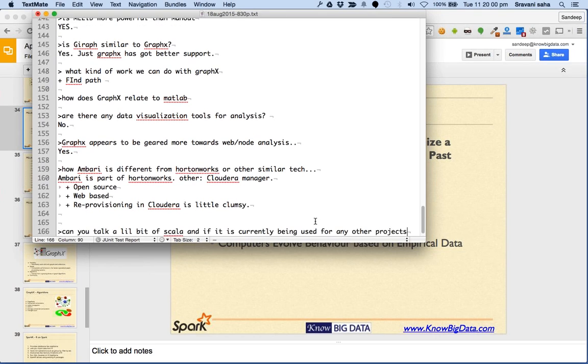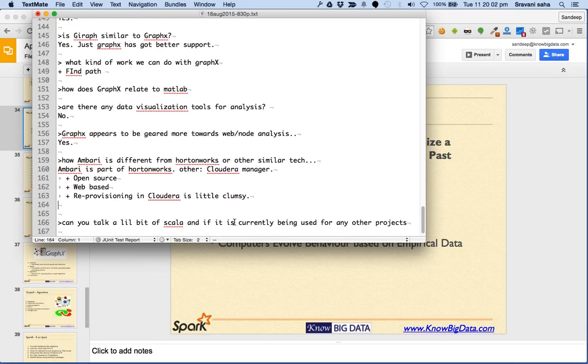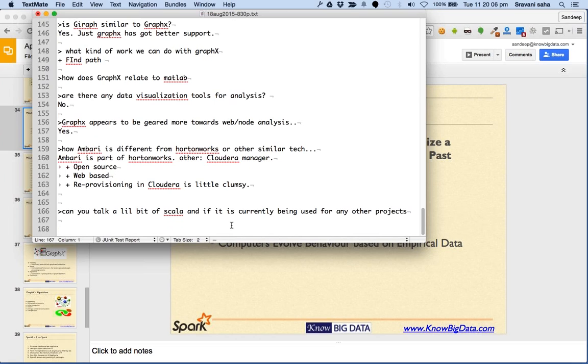All right. So Mahendra is asking, can you talk a little bit about Scala and whether it is currently being used by any other projects? So Scala is being used, yes. Scala is being used by a few projects, and the feedback I have got from many people about Scala is that it's really good for parallel computing or distributed computing.